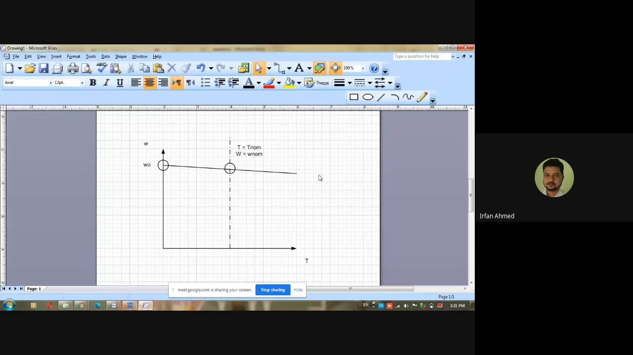Once again, for that we need 2 points. The first point remains same. This point omega 0 does not change, it remains same. The other point needs to be found. How can you find this point?